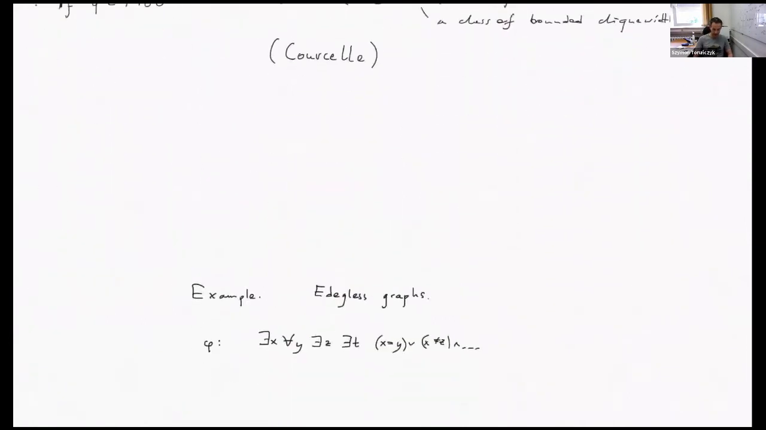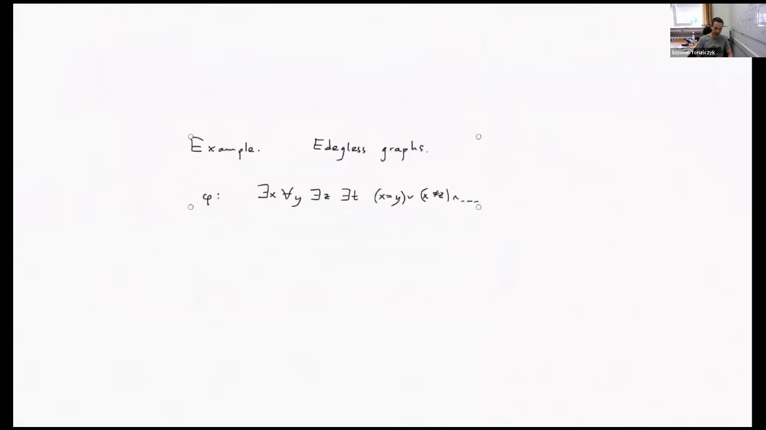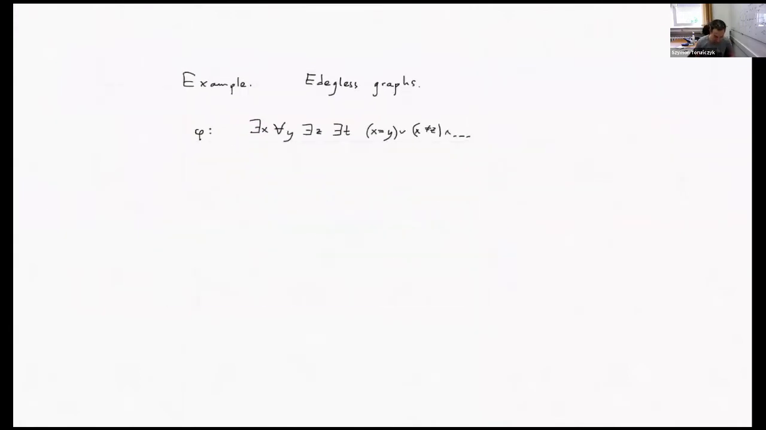Okay, so let's look at an example of a very simple metatheorem. The theorem will say that any property which you can express in first order logic can be solved in linear time on graphs without edges. So here's a graph without edges. It has 9 vertices. And I want to solve some fixed first order formula on this graph. This first order formula can just talk about equality and inequality, so it's a rather trivial formula.